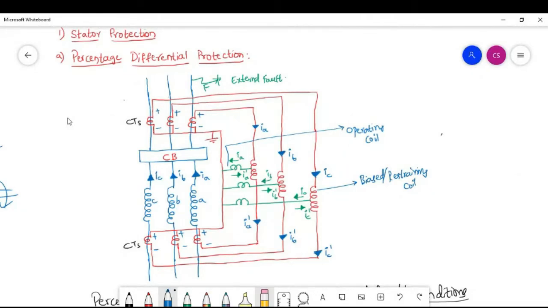Please all of you draw this diagram: percentage differential protection. This is the same concept, the circulating current protective scheme. The blue color windings, A, B, and C, are nothing but the stator windings of the generator.